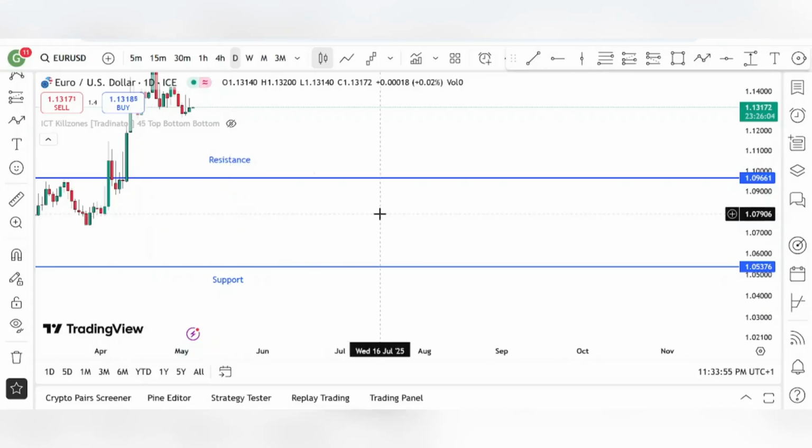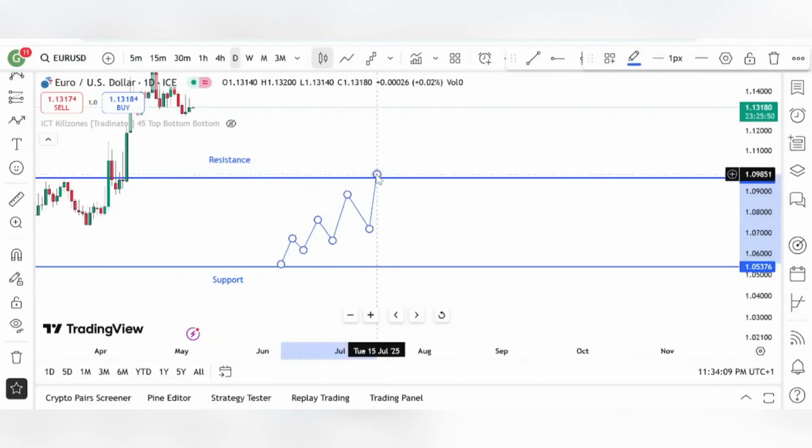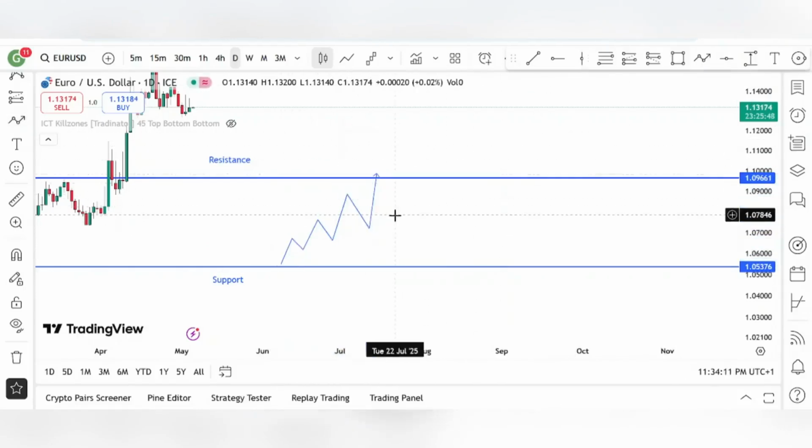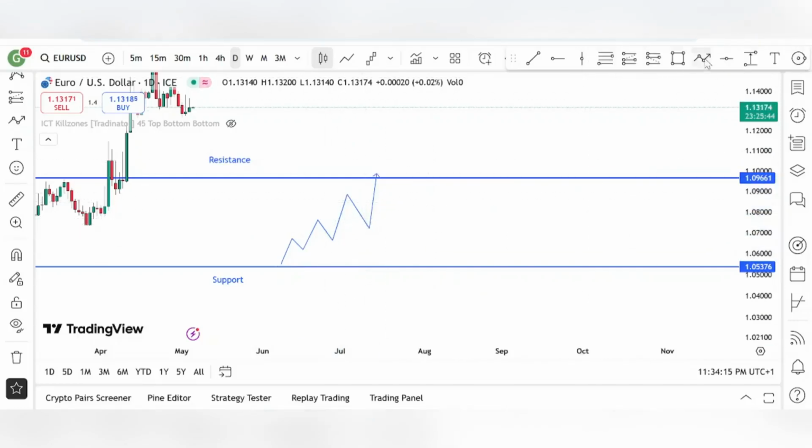In the ICT section of the course, we spoke about three types of order flow: the bearish order flow and the bullish order flow. So this is the bullish order flow, right? Bullish order flow, uptrend. And then we have the bearish order flow, the inverse of this, the downtrend. And then we have what? The consolidating or ranging market.